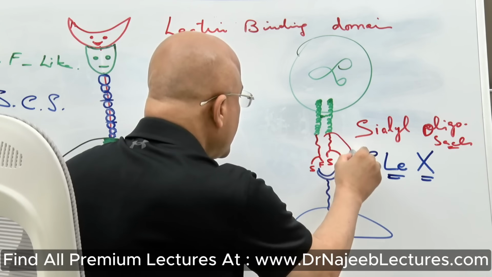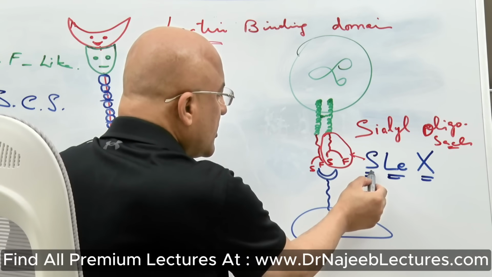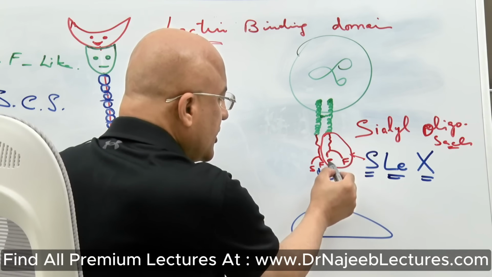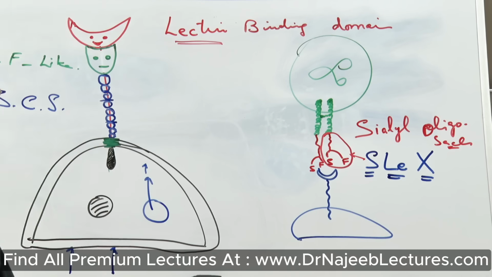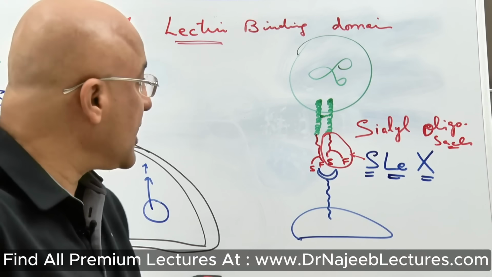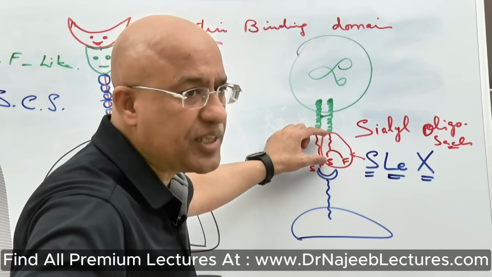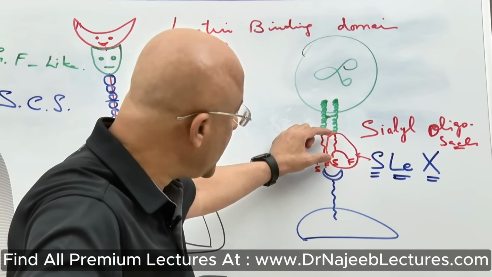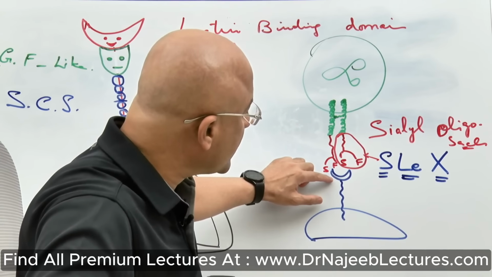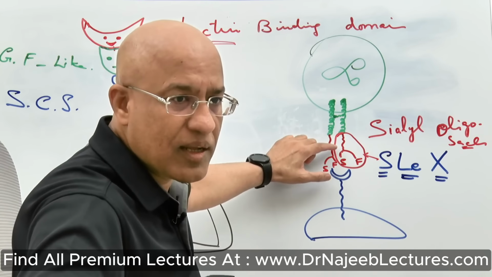SLEX is this unit, right? That is what? Sialylated Lewis X domain. So we can say that here the sialylated Lewis X domain is acting as the sweetie. It is that sweet point where the selectin molecules' binding domain will stick, right?